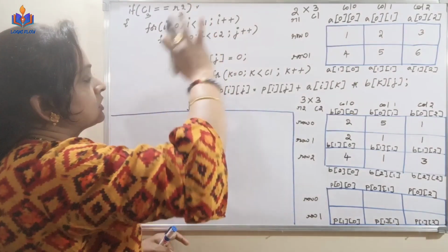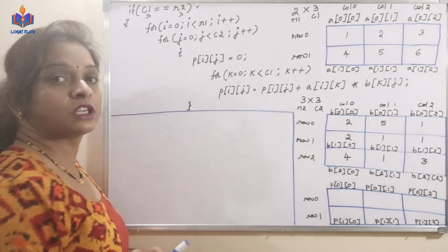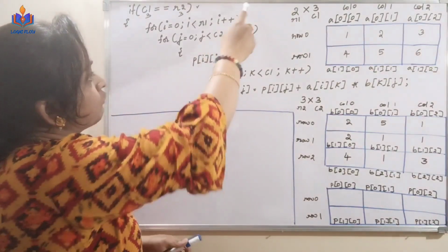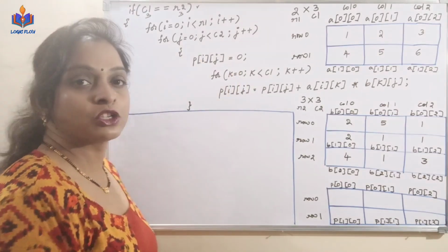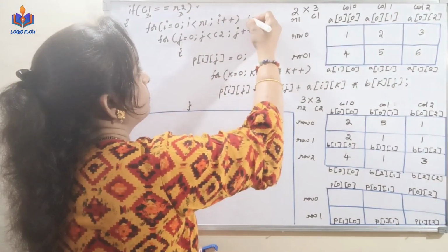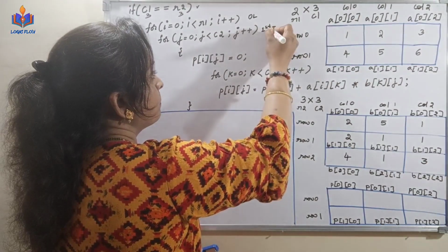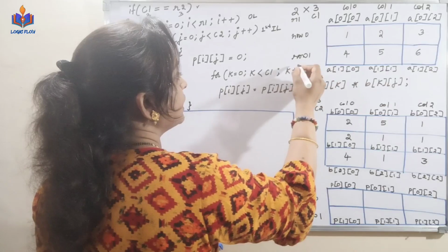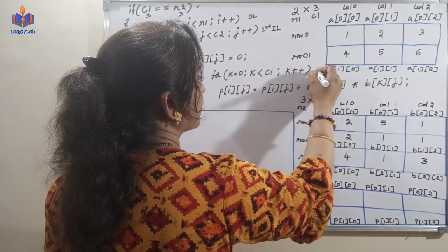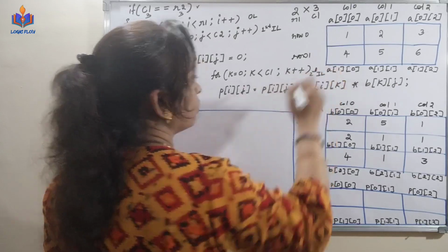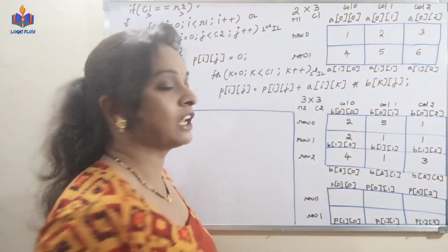Now, just observe this coding part. We have 2 loops. But when we get into this block, we have one more loop. So we have the outer loop, the first inner loop, and the second inner loop.